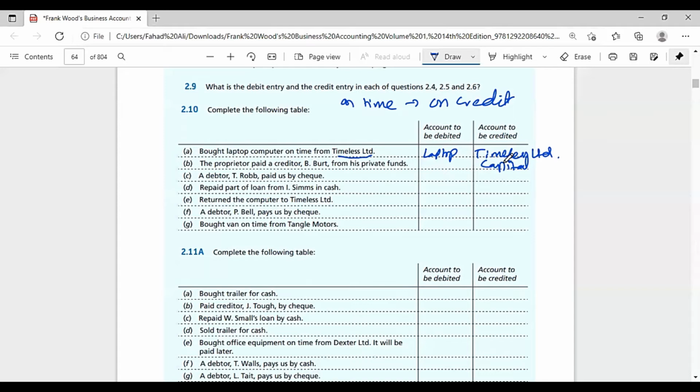The proprietor paid a creditor B Bird, so B Bird would be debited, because he's receiving the money and we are giving it from the capital. A debtor T Rob pays us by check. So bank will be debited. Check means bank. Bank means debited, because we are receiving the amount, and T Rob will be credited.